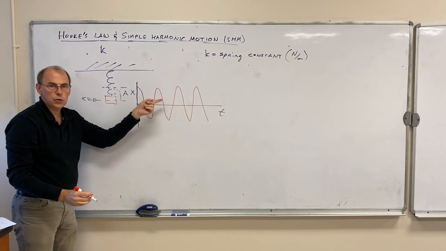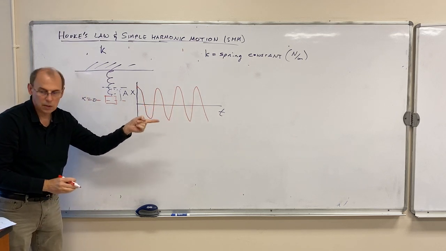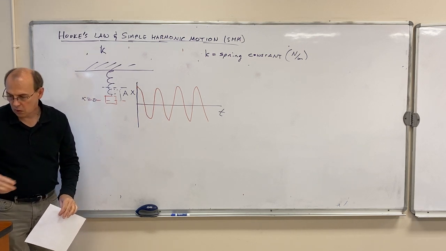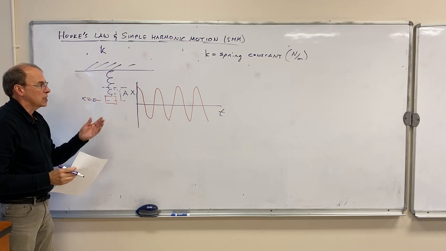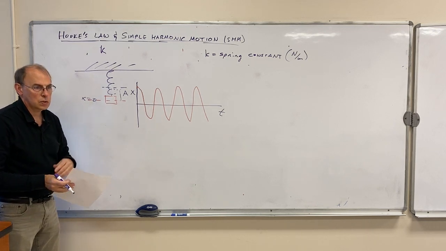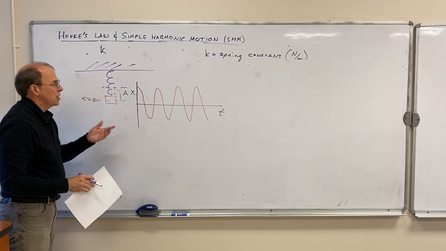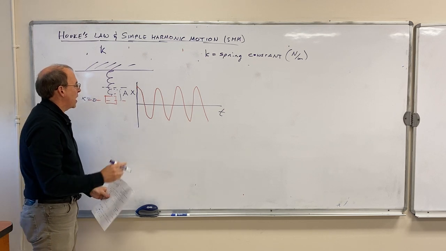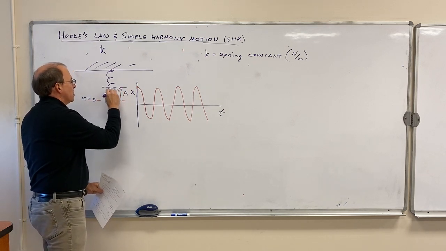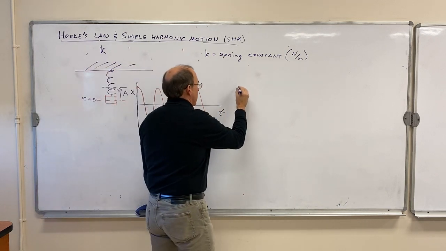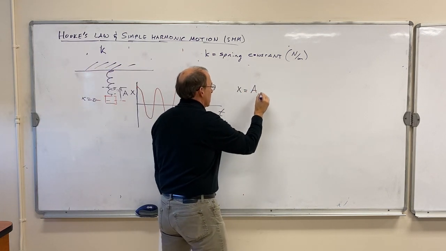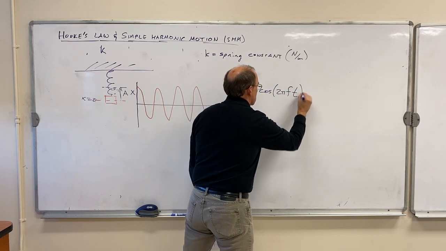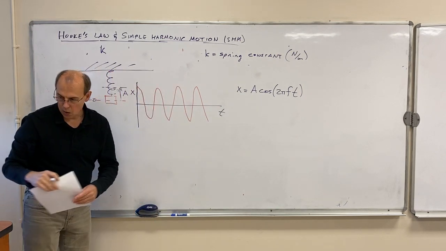This graph will turn out to be a sine or a cosine. That's why it's called sinusoidal motion, or even harmonic motion. In mathematics, things that obey sines or cosines are called harmonic. So this behavior is sinusoidal. In fact, if we wanted to write an equation for this, we would discover that x is its maximum, A, times cosine of 2 pi times something called the frequency times the time. What is that frequency?